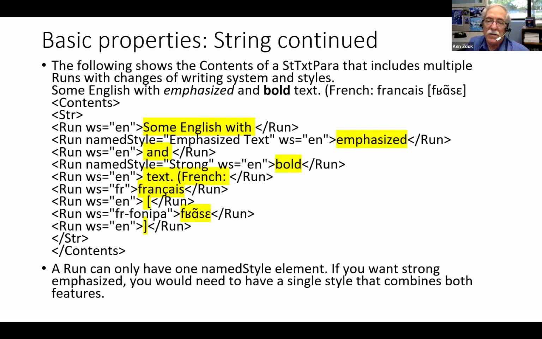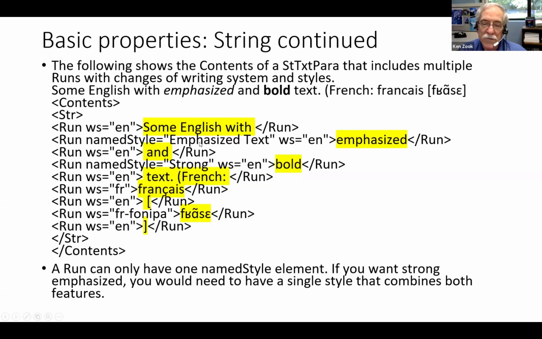The following shows the contents of an StTxtPara that includes multiple runs with changes of writing system and styles. The content below shows text that says some English with emphasized in bold text, and then French, Français, and Français in IPA. So to do this, we have one str element, and then we have a bunch of run elements inside. And then each run has a writing system and an optional style. So the first one is English, that has the English part of the string.